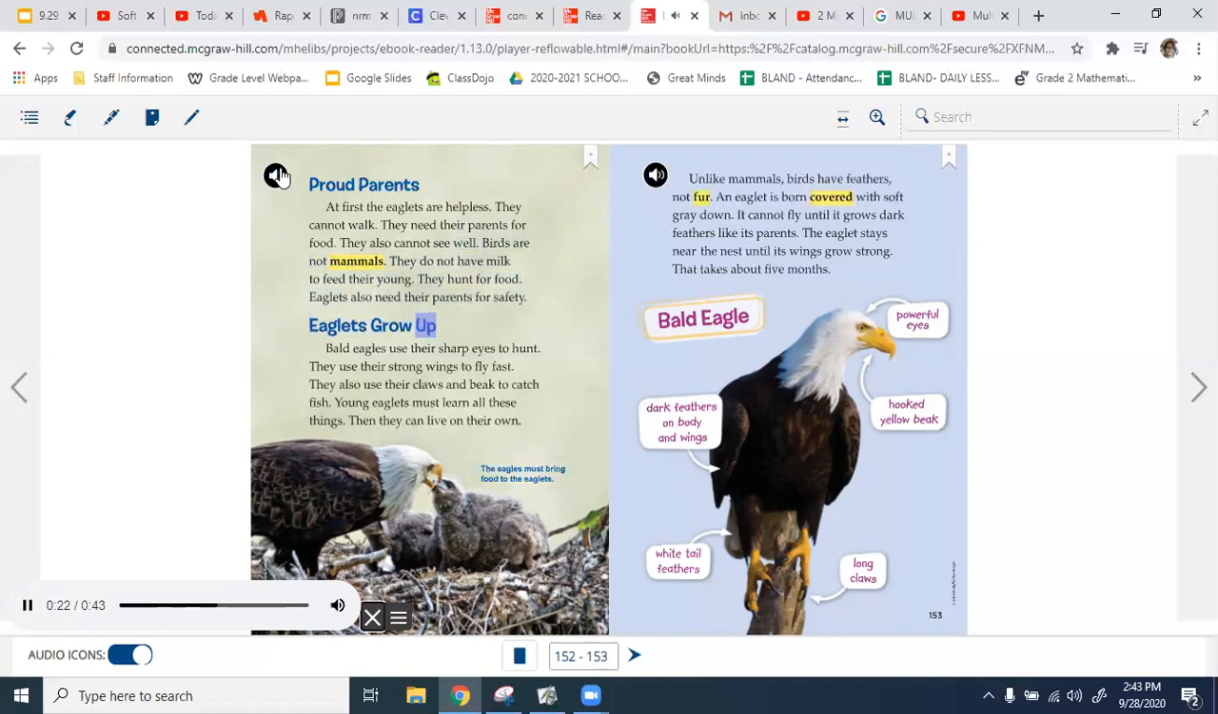Eaglets grow up. Bald eagles use their sharp eyes to hunt. They use their strong wings to fly fast. They also use their claws and beak to catch fish. Young eaglets must learn all these things. Then they can live on their own. The eagles must bring food to the eaglets.